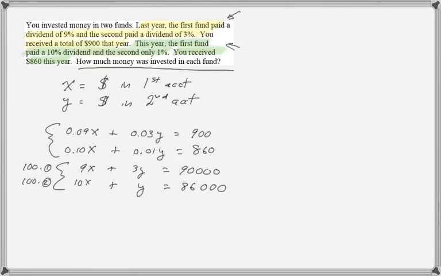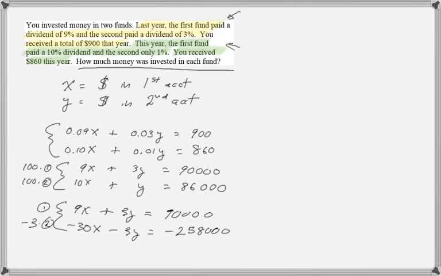First thing I need to do to use the addition method is to get opposite coefficients on x or y, and I'm going to choose to get my y's to be opposites. So I need a positive 3 and a negative 3. First equation is perfectly fine the way it is. 9x plus 3y is 90,000. And then the second equation I'm going to multiply by negative 3. Negative 3 times equation 2 is going to give me negative 30x minus 3y is equal to negative 258,000. Feel free to use your calculator for those.